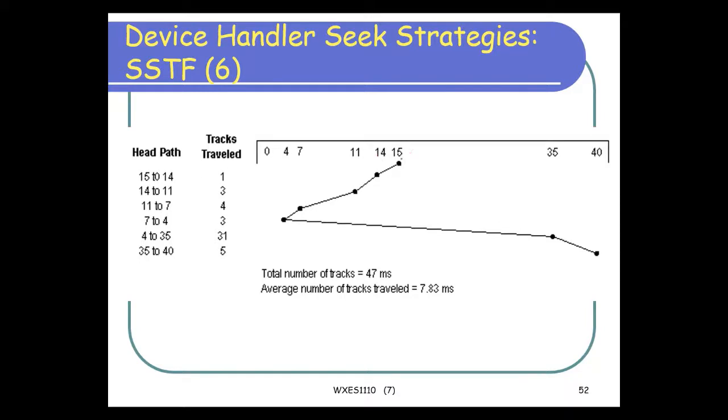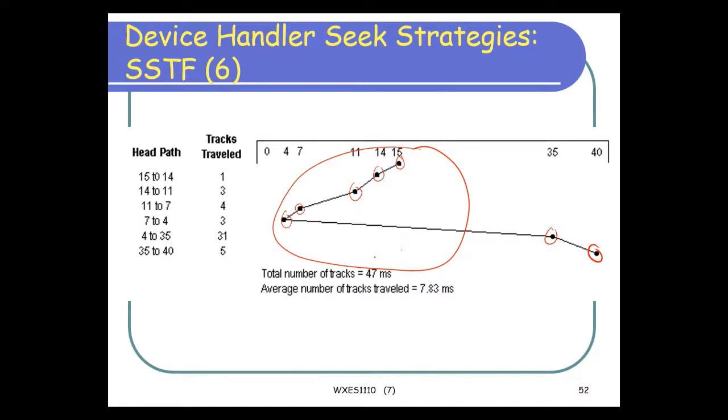So you have here 15. Start from 15, the nearest is 14, then 11, then 7, and then 4. Then you go to the furthest, 35, and then 40. Let's say a job is requested along this region; tracks 35 and 40 might get starved, or might not be served at all.